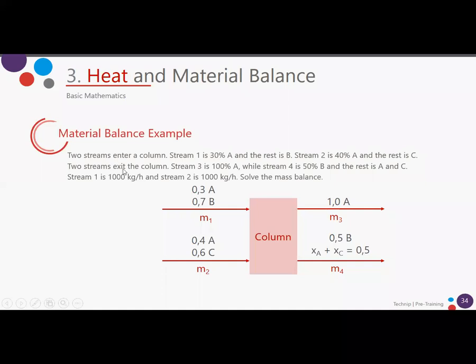We have two streams exiting the column. Stream 3 is 100% A, so we can say mass fraction is 1. We call the mass of our stream 3 M3, while stream 4 is 50% B and the rest is A and C. So we know 0.5 is the mass fraction for component B, and as we know that the sum of the mass fractions for stream M4 must be 1, the sum of mass fraction A and mass fraction C must be 0.5.